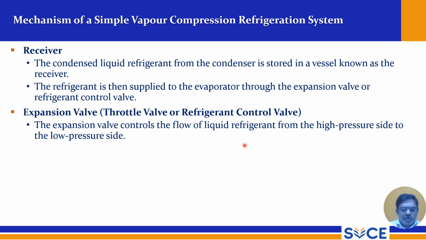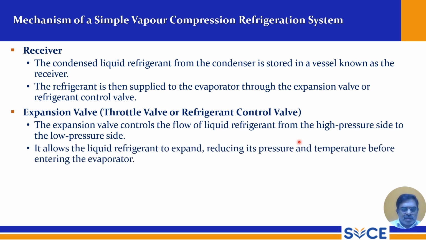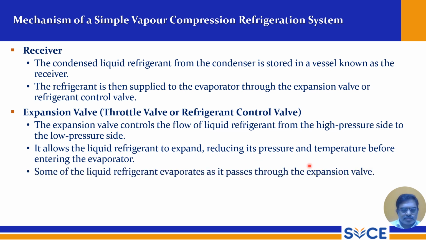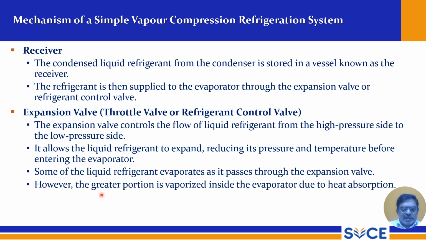The expansion valve controls the flow of liquid refrigerant from the high pressure side to the low pressure side. That is the expansion valve function. It allows the liquid refrigerant to expand, reducing its pressure and temperature before entering the evaporator. Some of the liquid refrigerant evaporates as it passes through the expansion valve. However, the greater portion is vaporized inside the evaporator due to heat absorbed.